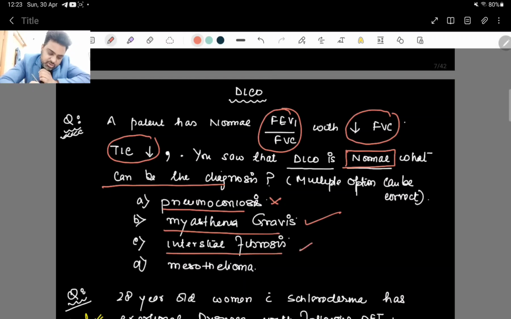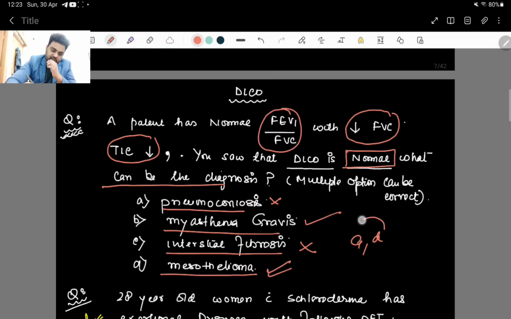Can it be interstitial fibrosis? No, because it is an intraparenchymal restrictive disease. Can it be mesothelioma? Yes, because mesothelioma, I have told you, is extraparenchymal. It arises from the pleura, and thus when anything is arising from the pleura, there will be no increase in the thickness of the basement membrane. So oxygen and carbon monoxide will easily diffuse. So there will be no change in the DLCO. Okay, DLCO will not decrease. So this can be answered. The options are A and D. This is a very good question.